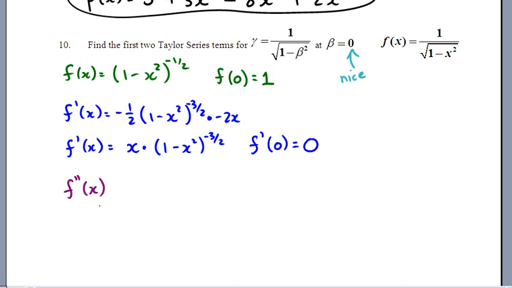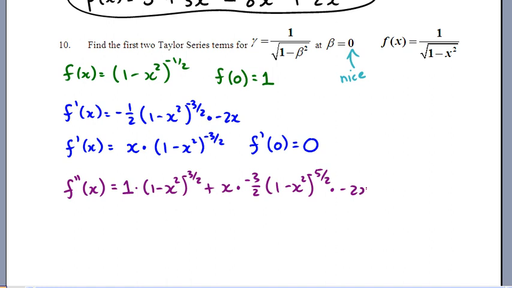Let's do the second derivative. Oh, it's a product rule, right? Got two interesting things multiplied together. Derivative of x is a 1. Leave the other part. Switch the product rule up. Leave the x. Negative 3/2, 1 minus x squared to the negative 5/2 times a negative 2x. I'm not even going to bother cleaning this one up because I'm only going to use it once.